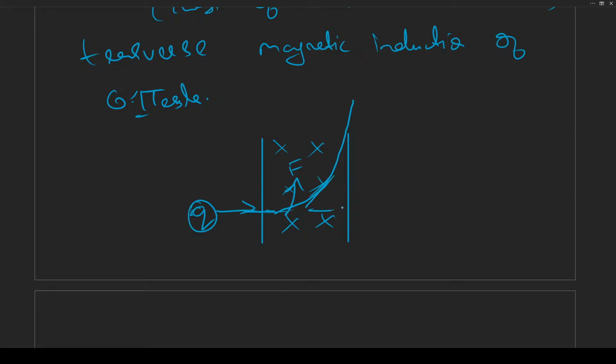Let's take a tangent, and let's assume that this angle is theta, and this angle as well is theta. Now this is the thickness, which is 0.1 meter.